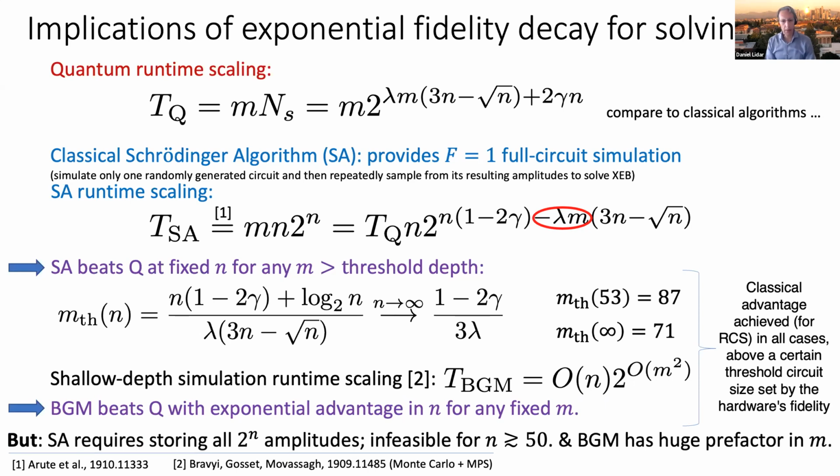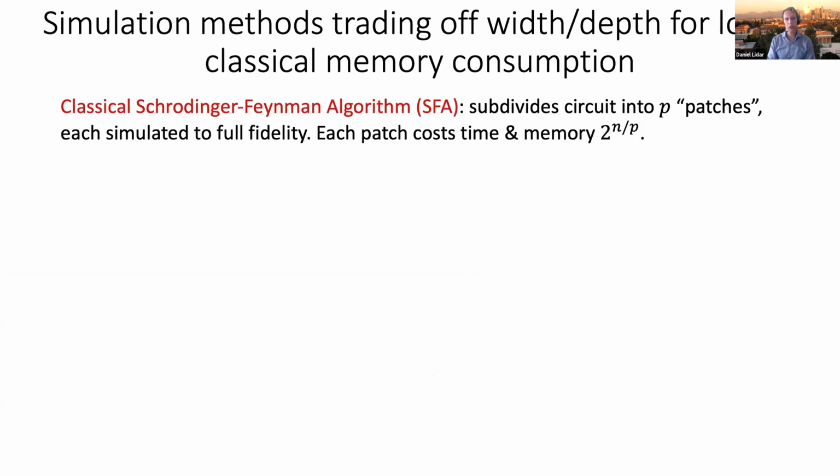However, this is a little too fast because we haven't talked about memory. And the Schrodinger algorithm requires storage of all 2 to the n amplitudes. And that's infeasible for n greater than about 50. And BGM has a different problem. You see that the scaling with the circuit depth is very poor. Right? So it has a huge prefactor, which makes it, in practice, not a practical algorithm. So we need alternatives, and those are essentially tensor network methods, which we just heard about.